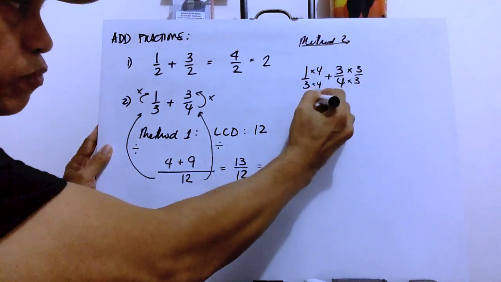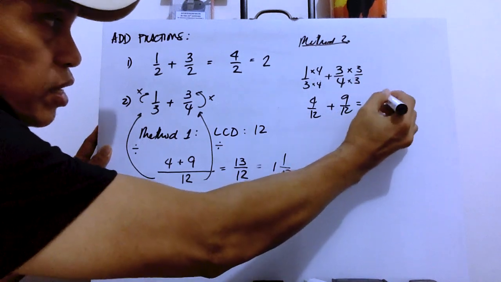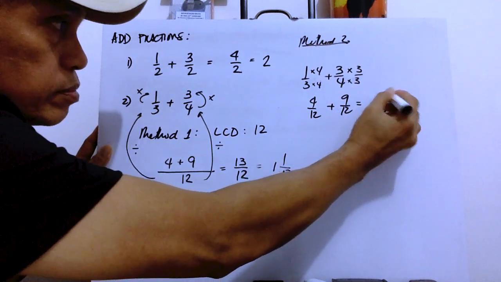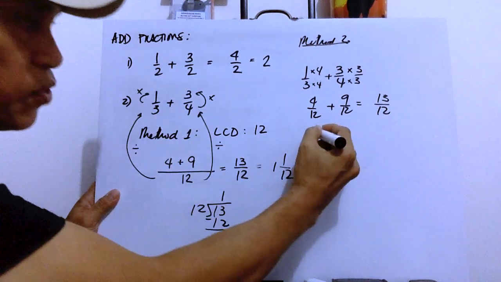So this becomes 4 over 12. This becomes 9 over 12. And that's 13 over 12. That's method 2. Method 3 is the easiest.